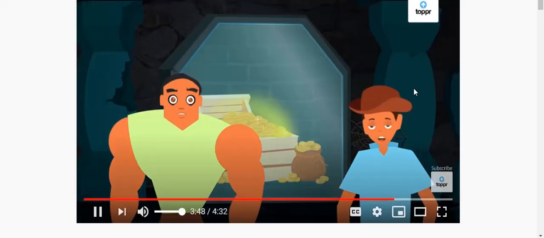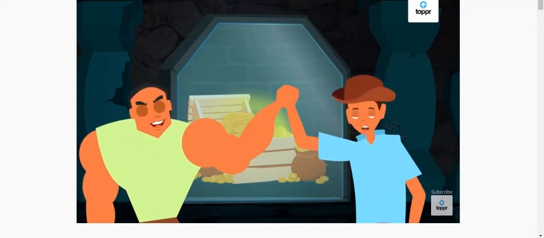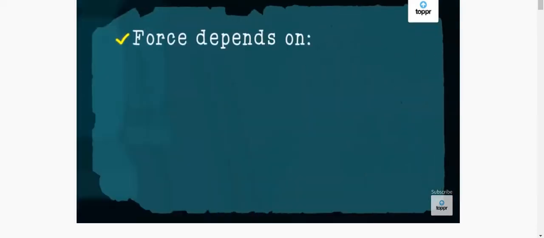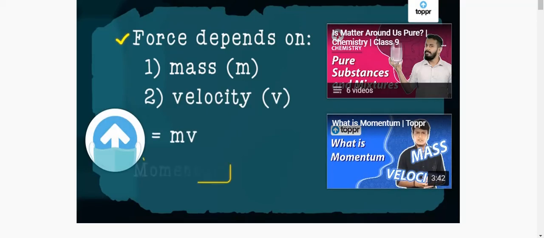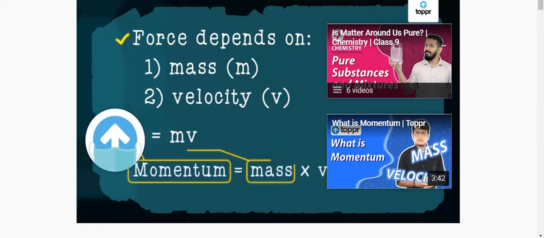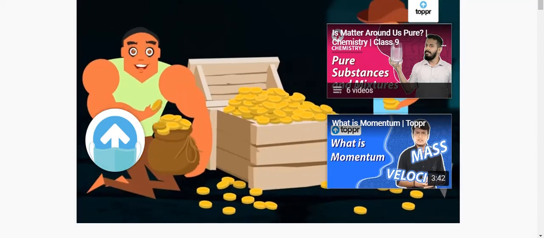Now that both you and your rival understand what momentum is and how it works, how about you both break the glass together and split the treasure equally, so everything's fair? I'm sure you're happy you learned these today. Force applied by an object depends on 1. The mass, and 2. The velocity. P is equal to mv. Momentum equals mass into velocity. But you're probably happier because now you're rich, and maybe your rival will become your partner.